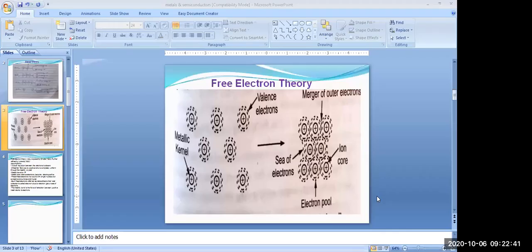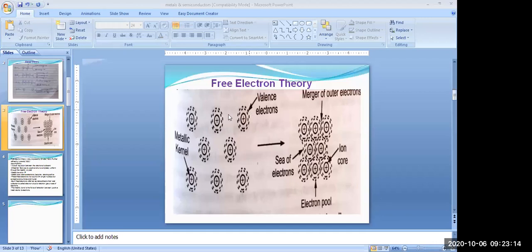The diagram that I have drawn just now shows the positively charged metal ions, which are surrounded by mobile or movable electrons. When a metal atom loses electrons because of low ionization potential, a positively charged species is formed. This positively charged species is known as the metallic kernel.